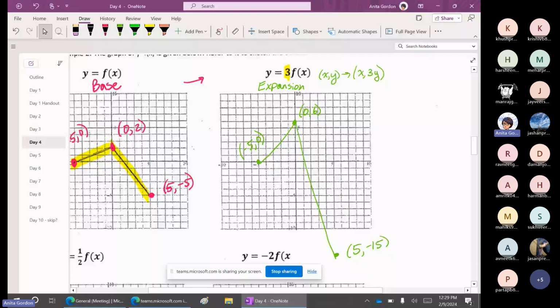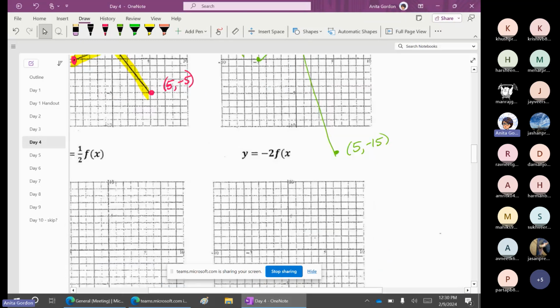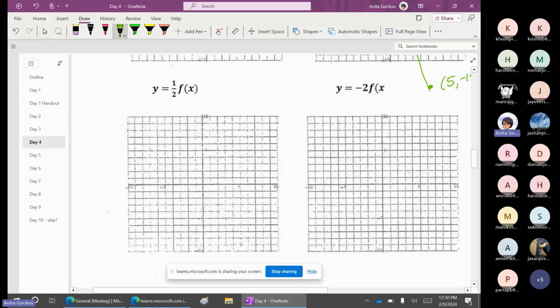I'm good with that. All right, so we have not touched the x values. We've only expanded the y values because the 3 is on the outside. There's nothing on the inside. There's no negatives we have to worry about, so we can move on. All right, similar situation here. We have a 1/2 on the outside, so what is my coordinate mapping? XY goes to x, 1/2 y, or y over 2. That's fine as well.